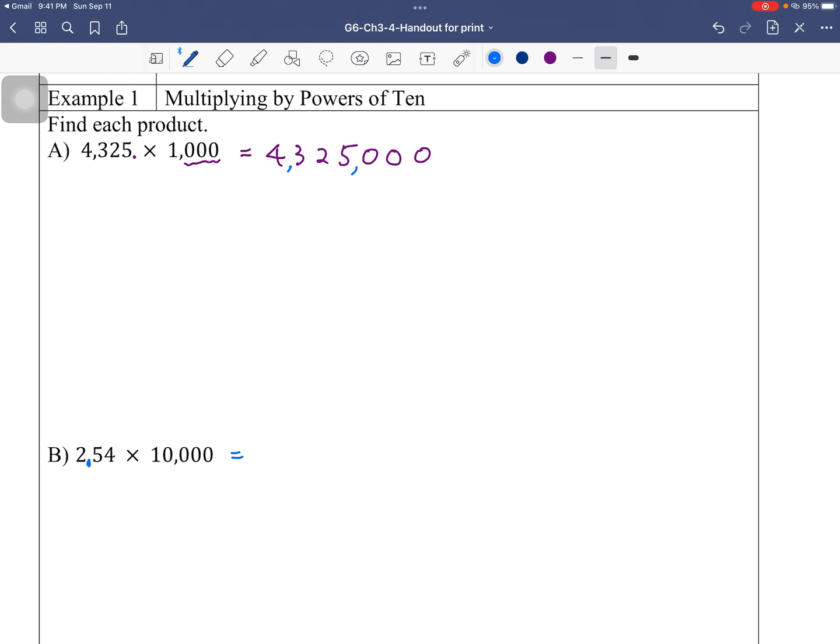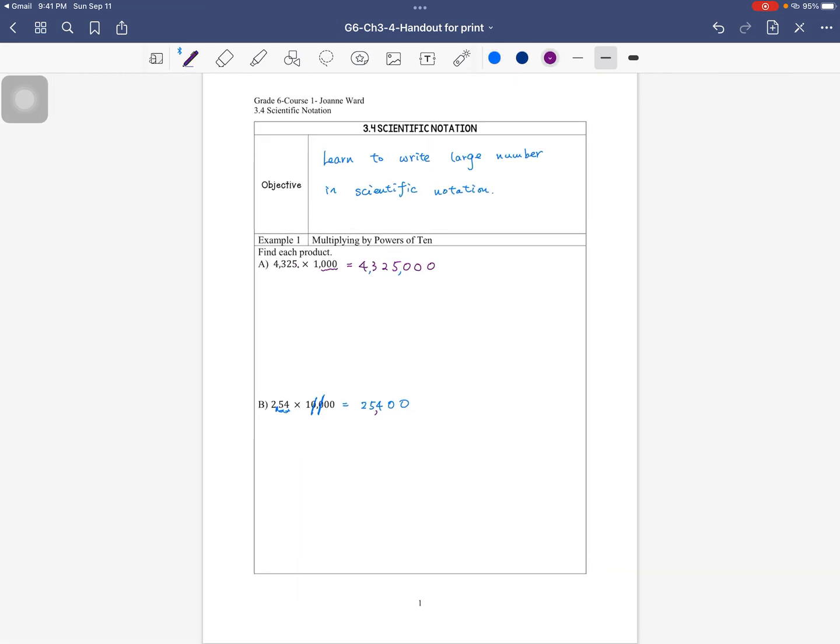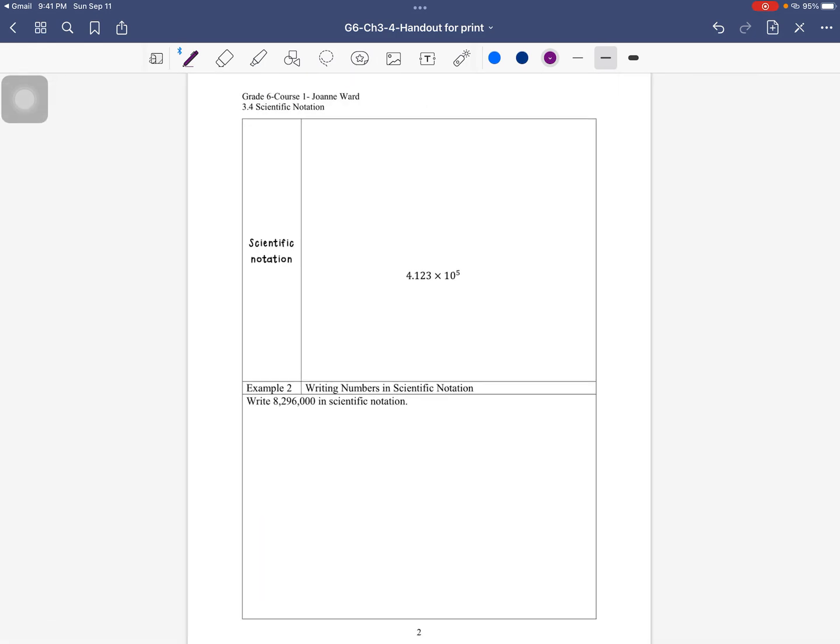To the right side of the decimal point, add 0, add 0. The decimal point goes backward. 254, add 0, add 0. Because my decimal point is here, I have 2 digits, so I cancel out 2 zeros. And every 3 digits, I add a comma.